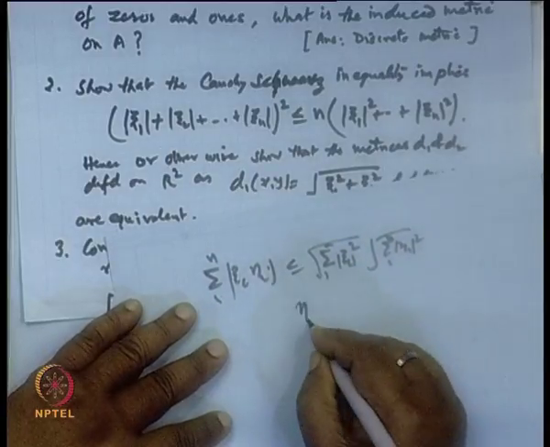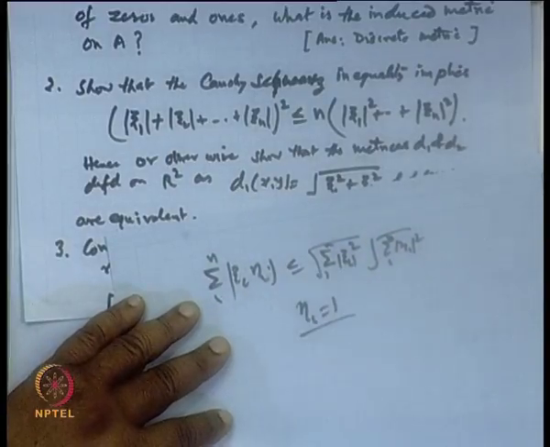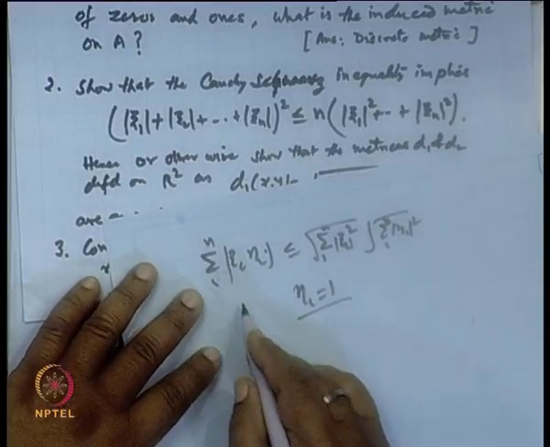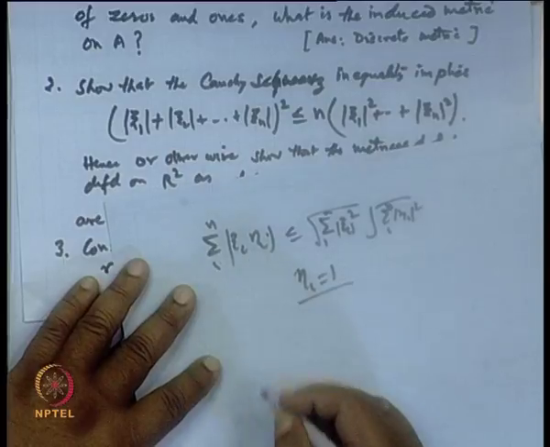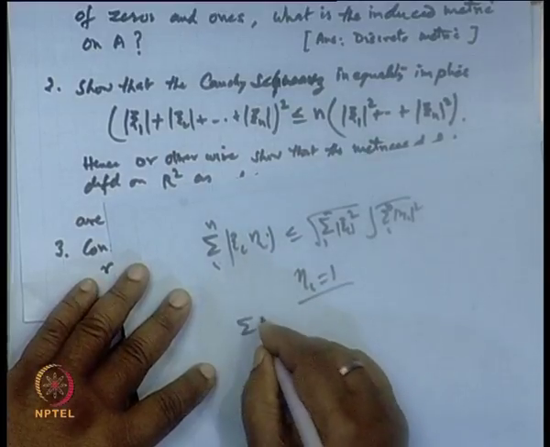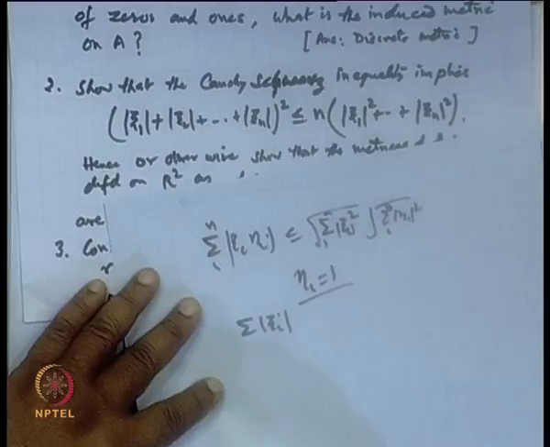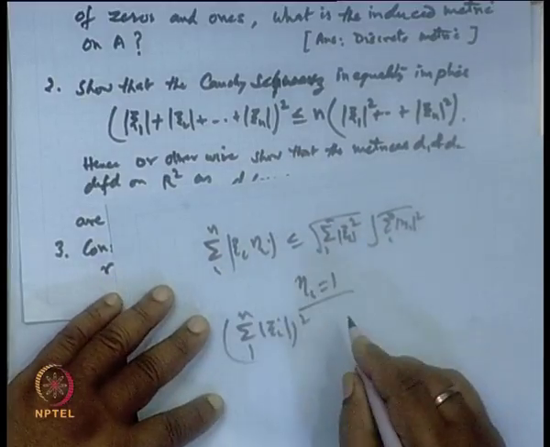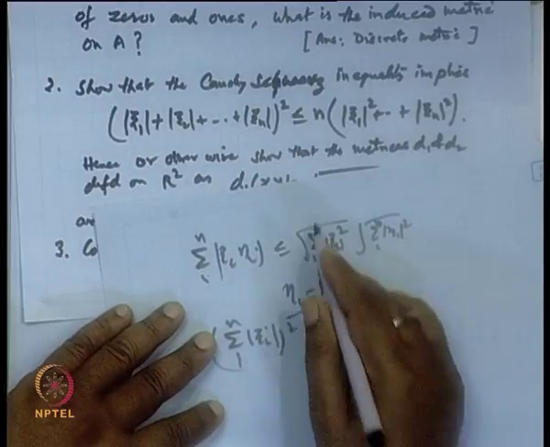Now, if I take eta i to be 1, then what is this? Is it not the left hand side? Sigma mod xi, take the square, i from 1 to n. Okay. So, what is the right hand side?